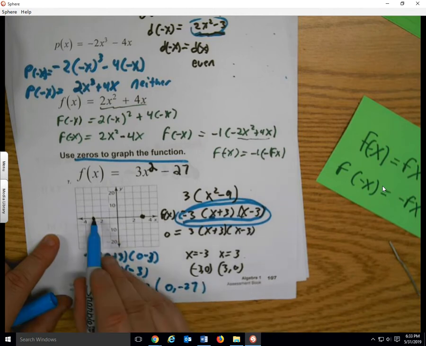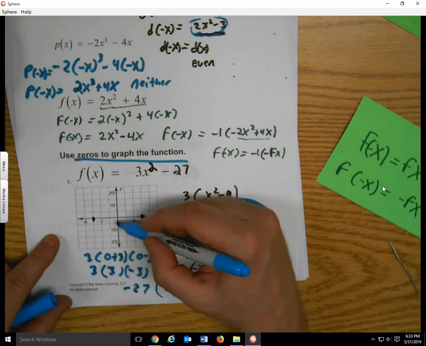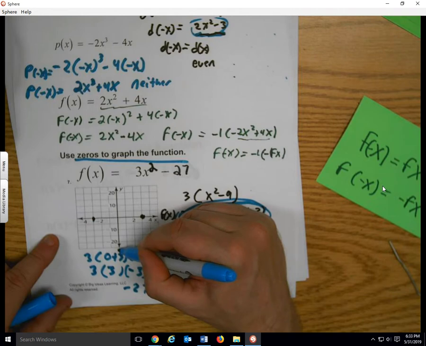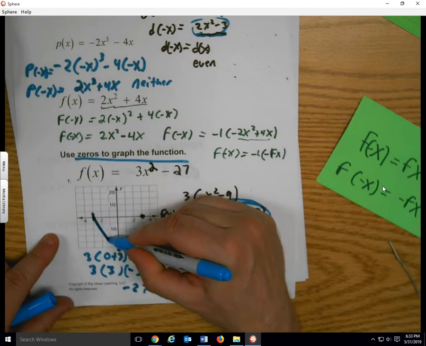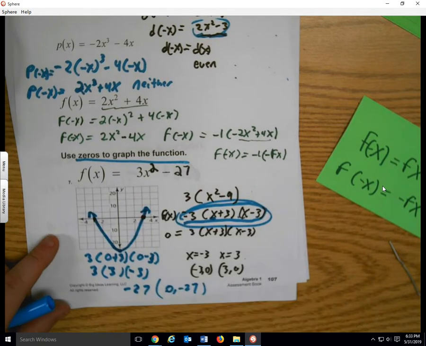So we already have these 2 points from the y being 0, and when the x is 0, we have 0 and negative 27, which would be somewhere right around here. Now you just do your best to predict the parabola. That's how you would graph using zeros.